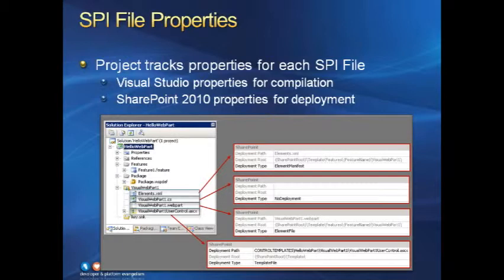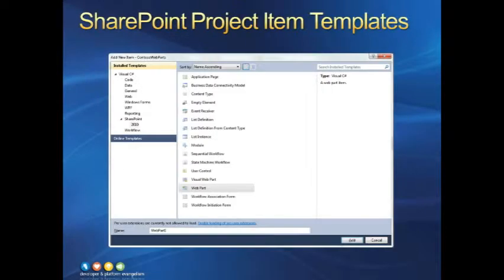And finally, as you'll see, a visual web part has a user control, a .ascx file. And so that's going to be recognized as a template file, and you could see that there's a deployment path where that gets pushed out into the control templates directory inside the SharePoint root files directory. Now, we're going to create a SharePoint project item just by grabbing one of the project templates and adding it to our project.